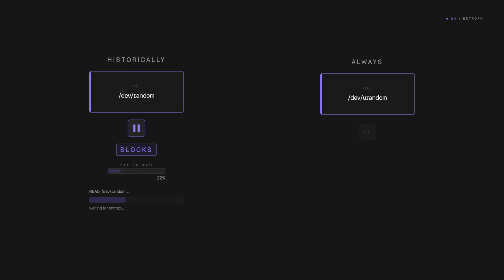You might be wondering why there are two files. Historically, /dev/random blocked. If the kernel thought the entropy pool didn't contain enough fresh bits, a read from /dev/random would just pause until more entropy was gathered. /dev/urandom, on the other hand, never blocked. It would keep producing output from the internal CSPRNG indefinitely, even if no new entropy had come in.